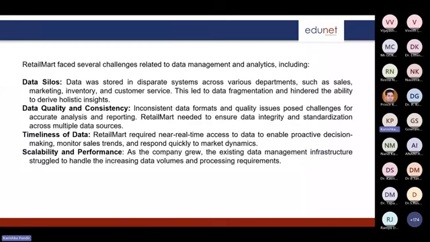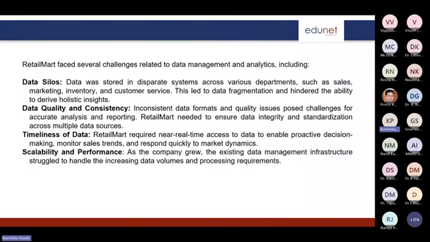One of the systems could be ERP, enterprise resource planning. Another could be CRM, customer relationship management, or another could be SAP. And this led to data fragmentation and hindered the ability to derive holistic insights. So this was a problem. That was the first problem. The second problem was that data quality and consistency was not good.